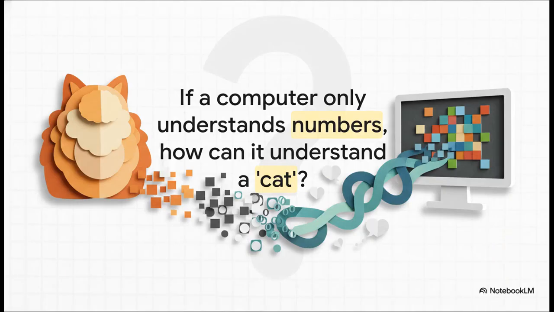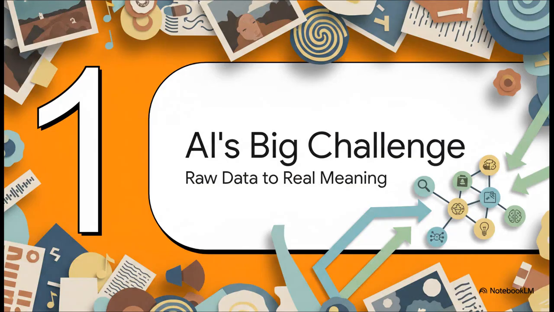So let's start with the big puzzle, right? A computer, at its heart, just sees numbers. That photo you took of your cat? To the computer, it's just a giant grid of color values. The actual word cat? Just a sequence of code. So, how on earth does it get from those cold, hard numbers to the warm, fuzzy idea of a cat? That's the huge challenge we're going to unpack. All right, let's dive right in.